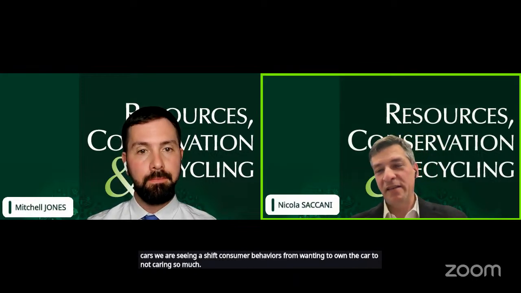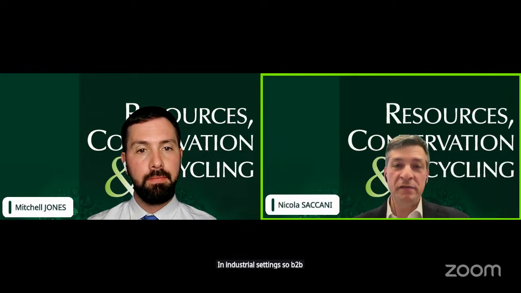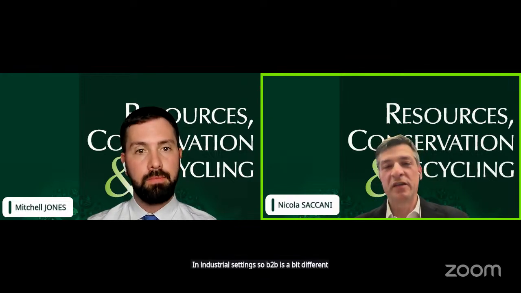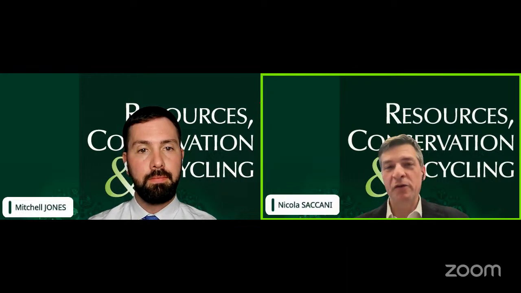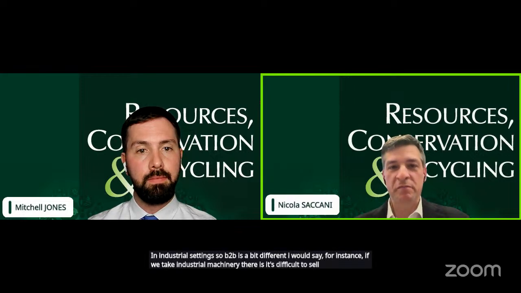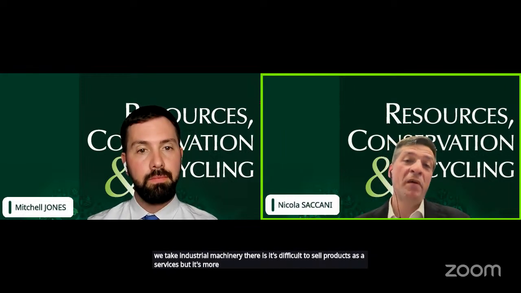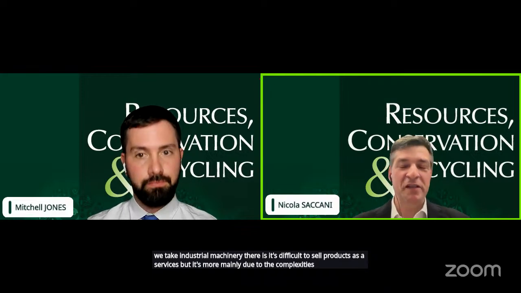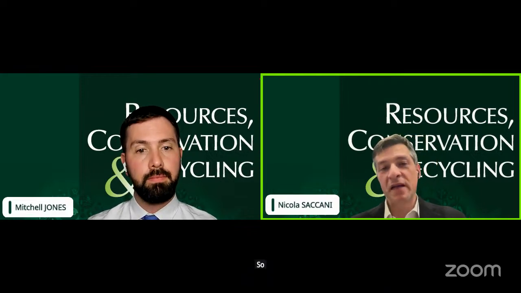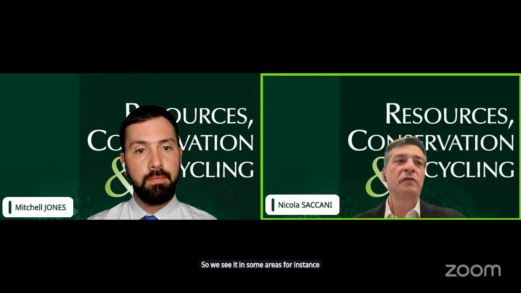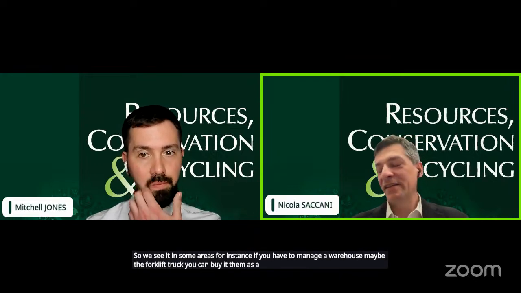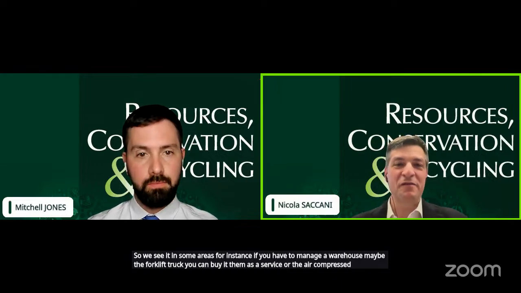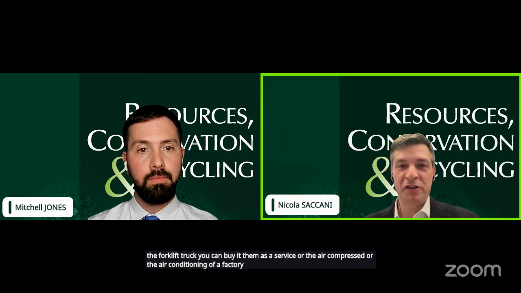In industrial settings, so B2B, it is a bit different. I would say, for instance, if we take industrial machinery, it's difficult to sell product as a service, but it's mainly due to the complexities of these offerings. So we see it in some areas. For instance, if you have to manage a warehouse, maybe the forklift truck, you can buy them as a service, or the compressed air or the air conditioning of a factory, maybe not the core machine.